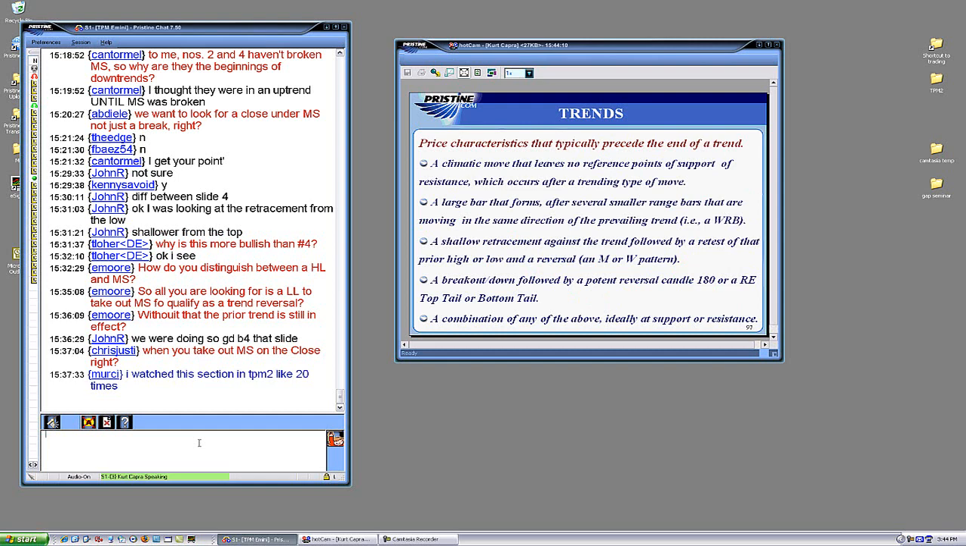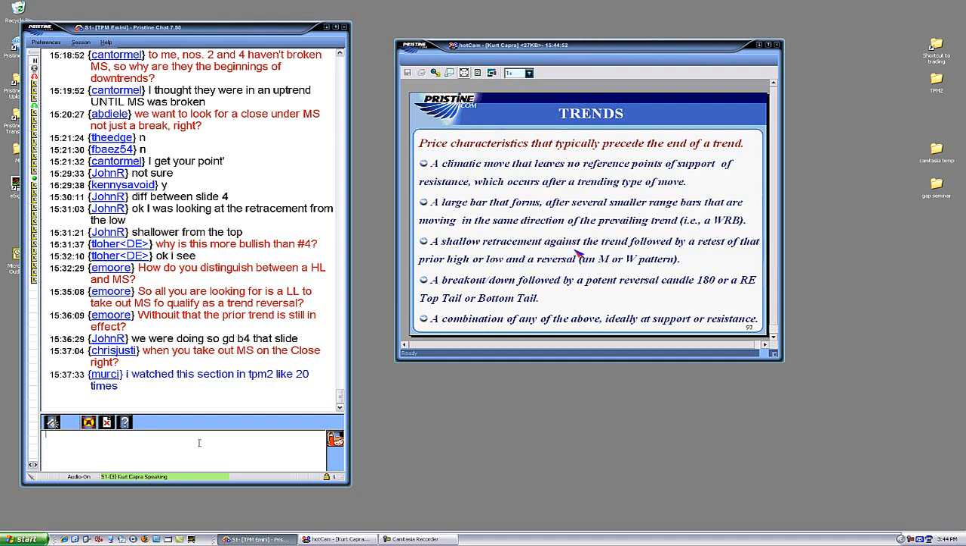So what typically precedes the end of a move? What are some characteristics? Well, a climactic move, for one, which leaves no reference points of support or resistance back up the opposite way. This generally occurs after a trending type of move. A large bar that forms after several smaller range bars that are moving in the same direction. That would be our wide range bar example, things getting climactic. That typically precedes the end of a move.